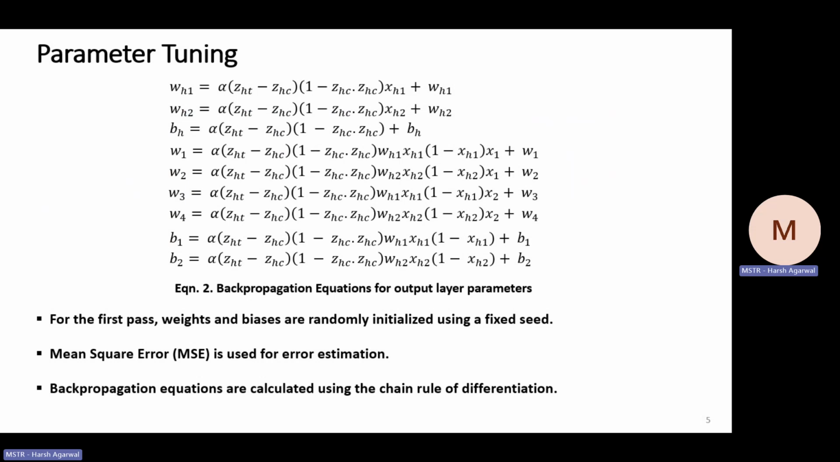This is done by randomly initializing the weights and biases, and a fixed seed number is used for this. Then, in order to calculate the backpropagation, first we need to calculate the error of this network. We use the mean square error in our network for this estimation, and then the backpropagation equations, which are shown by equation 2, are calculated using the chain rule.